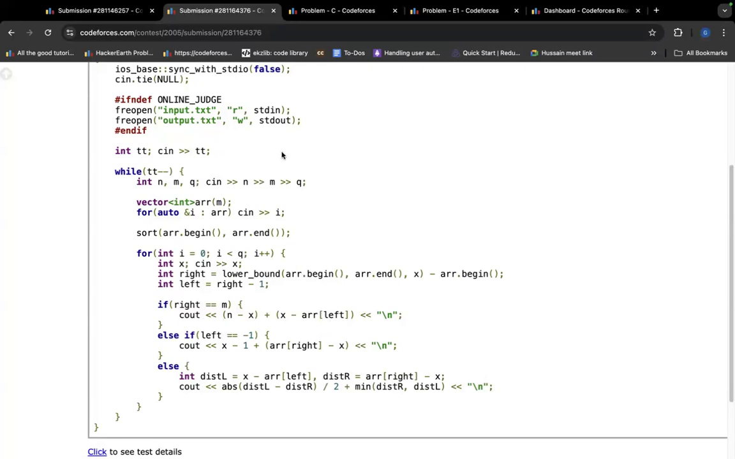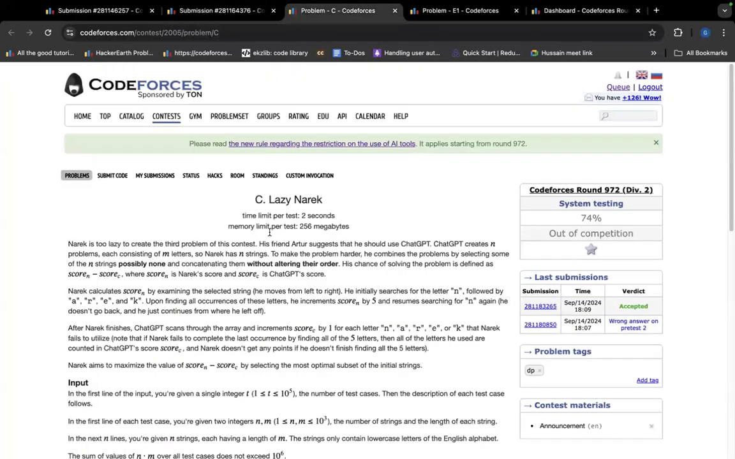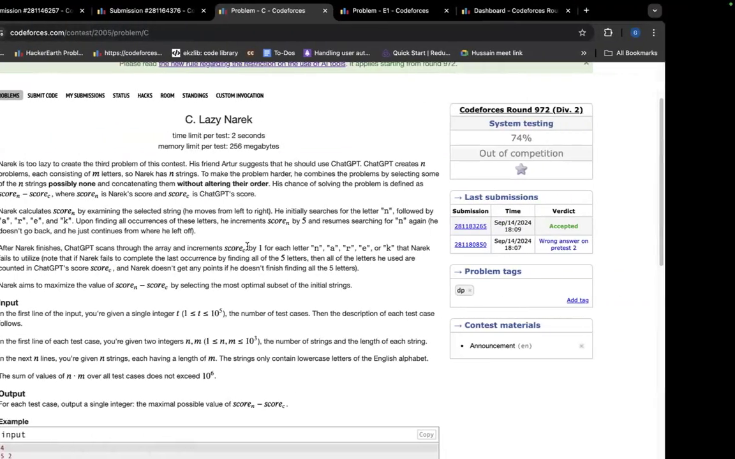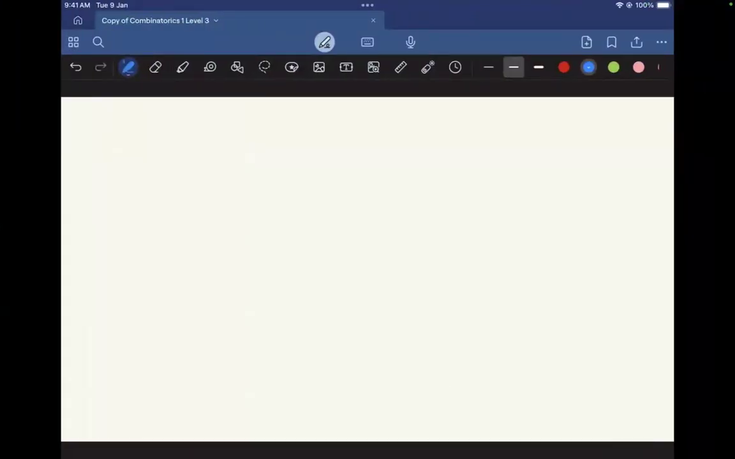Great. If this much is clear, let's move on to problem C. Problem C is an interesting problem. I think it would bring up a very clean solution. So what does the problem say? Let me just share with you. All right.